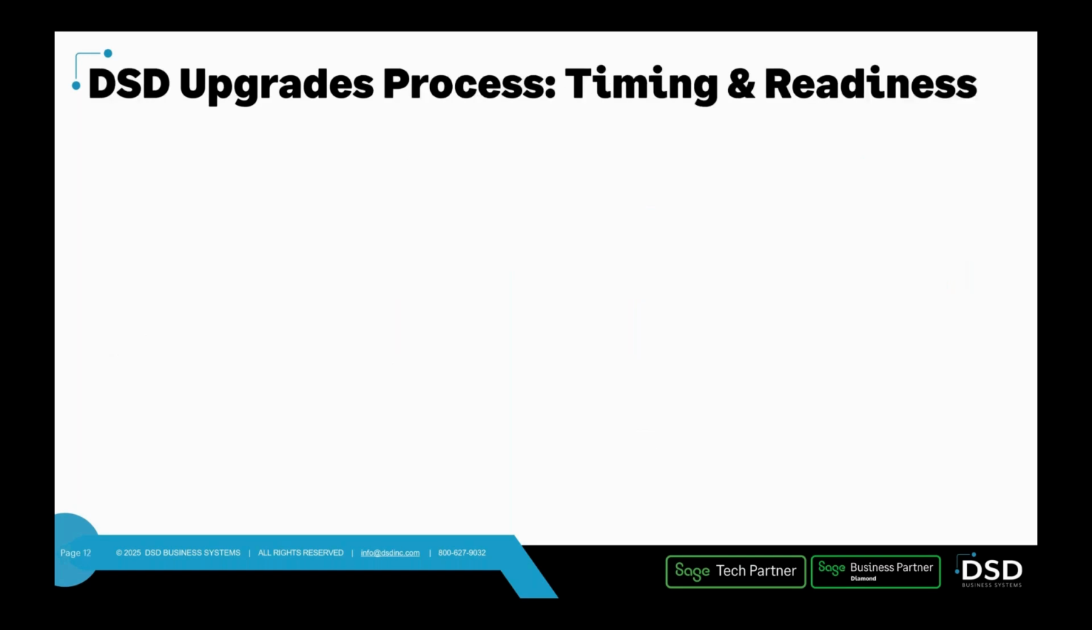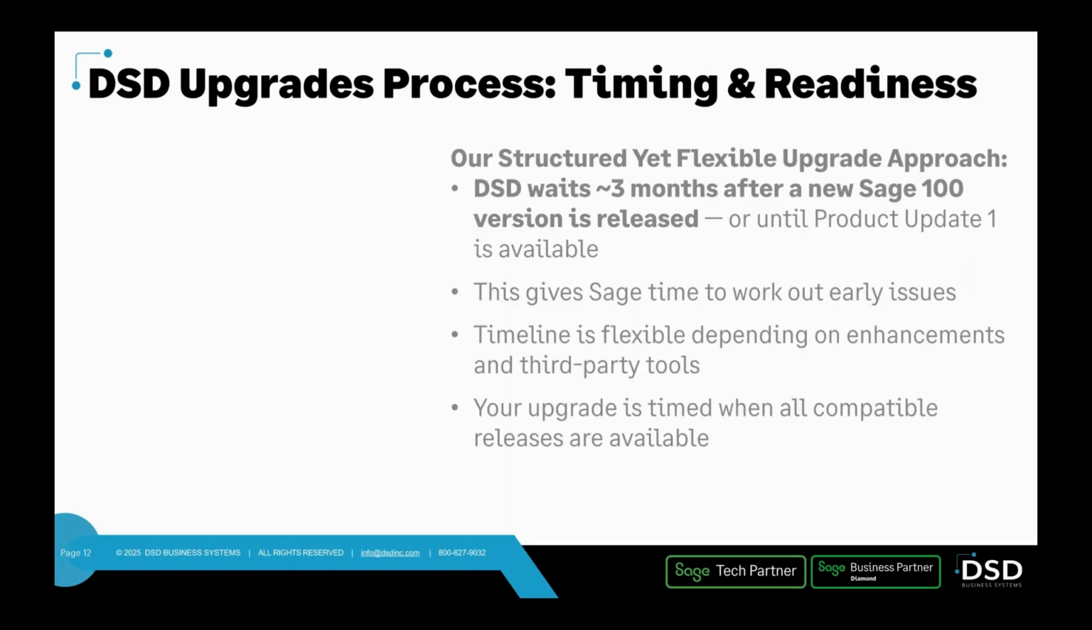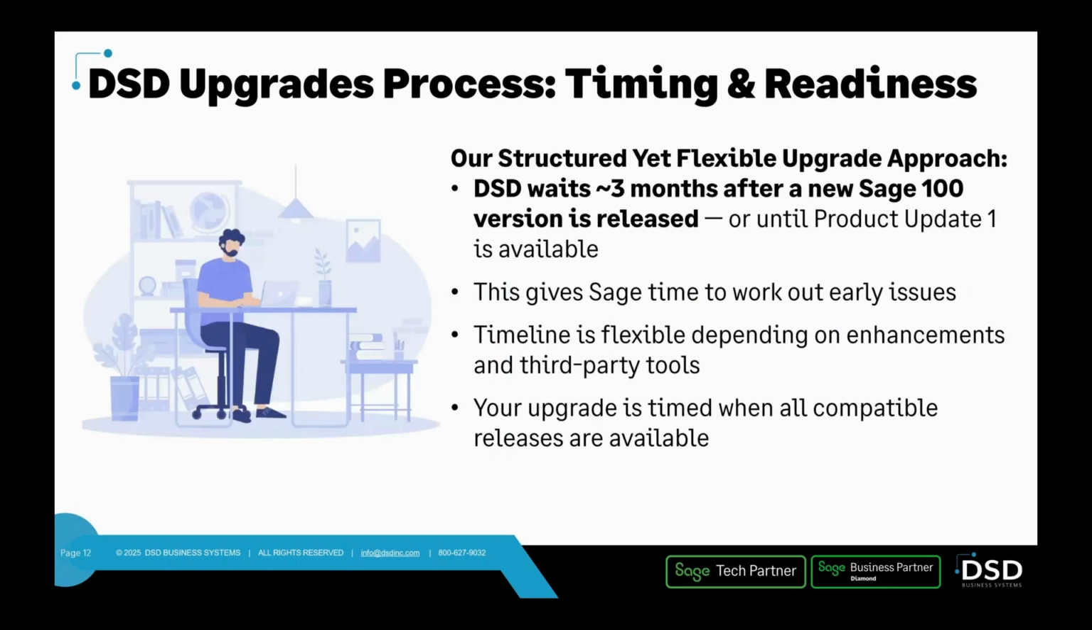Now that we've talked about the importance of staying current, let's walk through how DSD approaches Sage 100 upgrades and what makes our process both structured and flexible. At DSD, we typically wait about 3 months after a new version is released, or until product update 1 is available, before we begin upgrading clients. This waiting period gives Sage time to work through any early issues and ensures we're delivering a more stable experience.